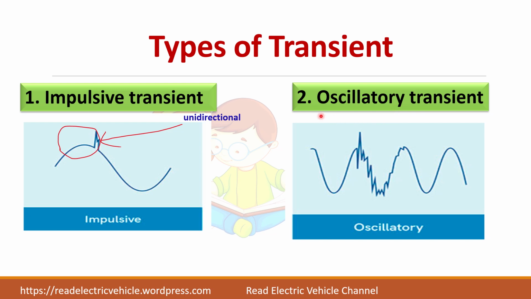The second one is the oscillatory transient. As the name says, it is oscillatory in nature. It can occur in both directions. So it is a bidirectional one.